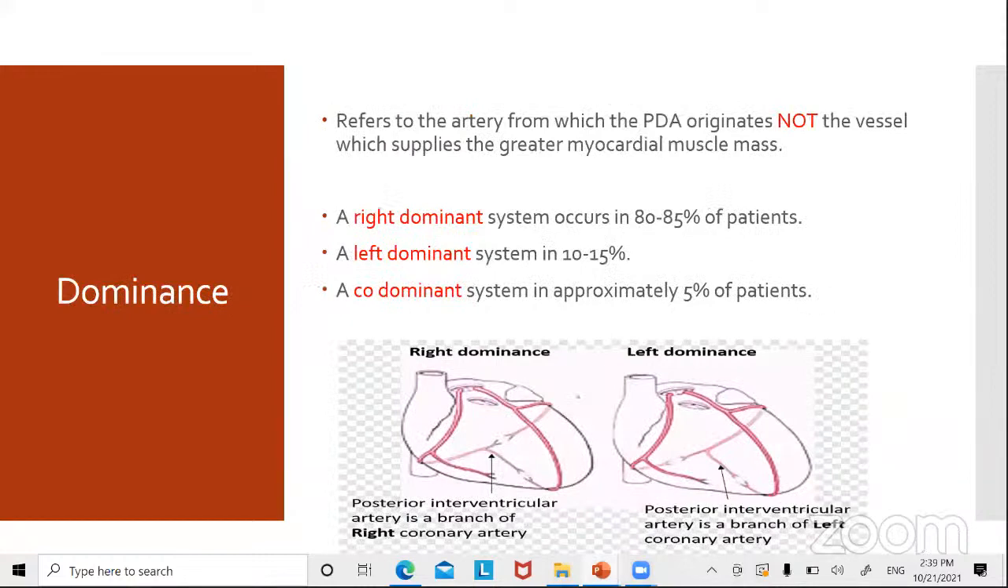The dominance refers to the artery from which the PDA originates, not the vessel which supplies the greater myocardial muscle mass. A right dominant system occurs in 80 to 85% of patients, where the PDA is a terminal branch of the right coronary artery. A left dominant system occurs in 10 to 15% of patients, where the PDA is a terminal branch of the left circumflex artery, and a co-dominant system, where it comes from both, occurs in approximately 5% of patients.